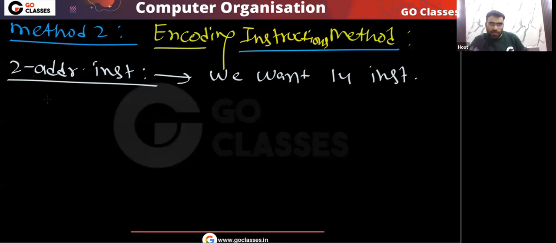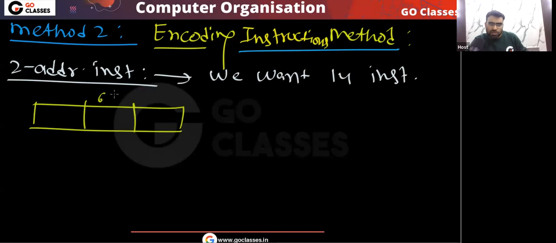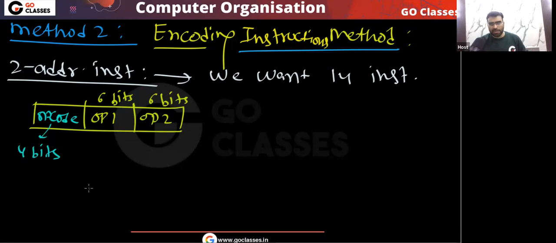So here what will happen? Because it is a 2 address instruction, 6 bits for operand, and these 6 bits also for another operand. So these are for operand number 1, these are for operand number 2, and this is your opcode. For opcode, how many bits? Those are 4 bits. Now tell me, using 4 bits, how many combinations are possible? 16 combinations are possible: 0 0 0 0, 0 0 0 1 and so on.